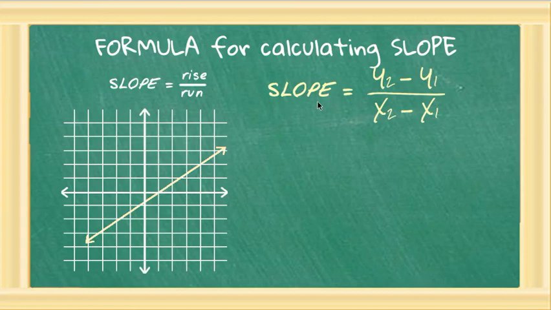So here's our formula. Rise over run is y2 minus y1 over x2 minus x1. And y2 means the y value from our second point on the graph, and y1 is the y value from our first point on the graph. Same with the x from our second point minus x from our first point.